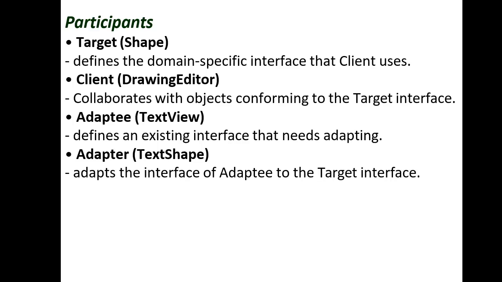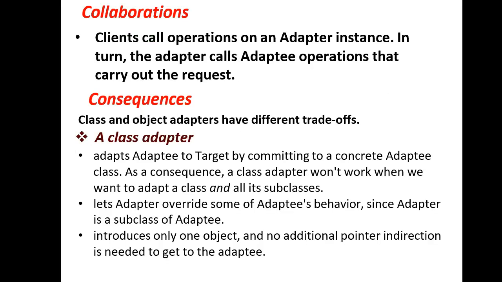Client collaborates with objects conforming to target interface. Adaptee defines an existing interface that needs adapting. Adapter adapts the interface of adaptee to the target interface. Now collaboration. Clients call the operations on an adapter instance. In turn, the adapter calls adaptee operations that carry out the request.